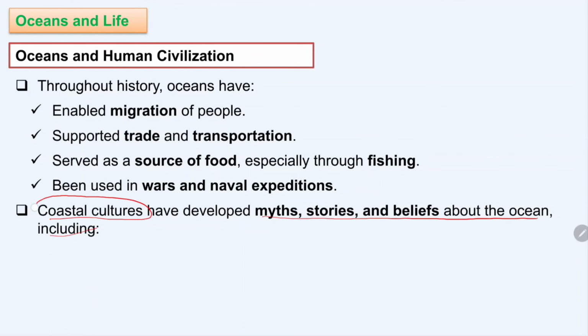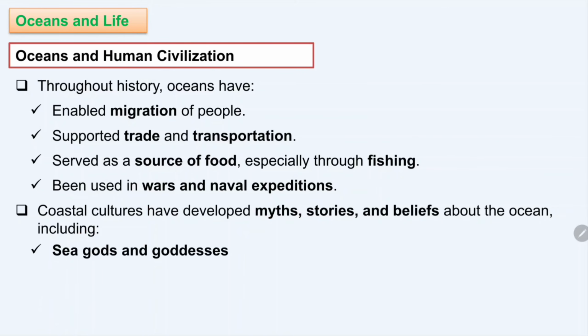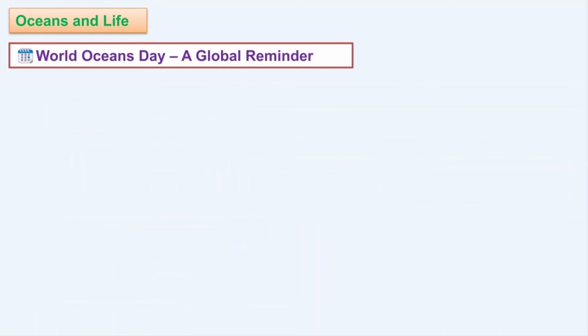So coastal cultures means the cities and towns which are near the coastal areas, near the sea, near the oceans. They develop so many myths, stories and beliefs about the oceans, like sea gods and goddesses. Like we have the sea god Varun in Hinduism, yes or no? So they have so many such stories, sea monsters or hidden treasures. These are all the things which oceans have given to human life.